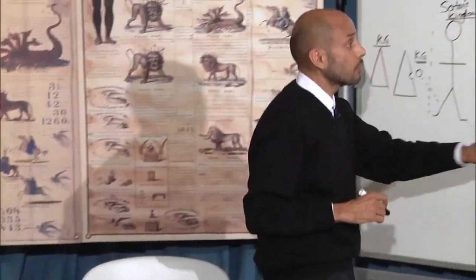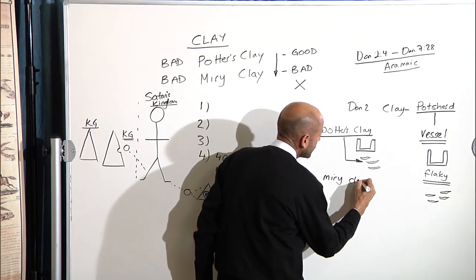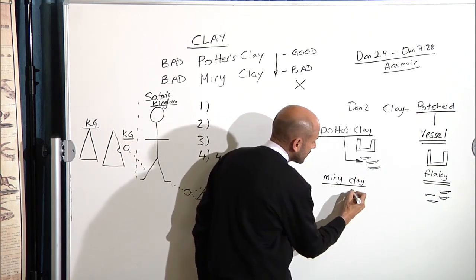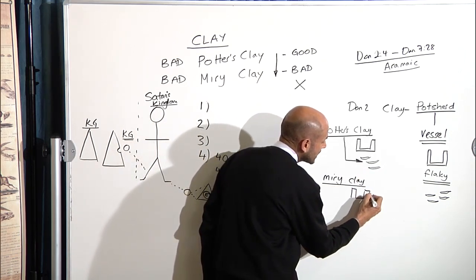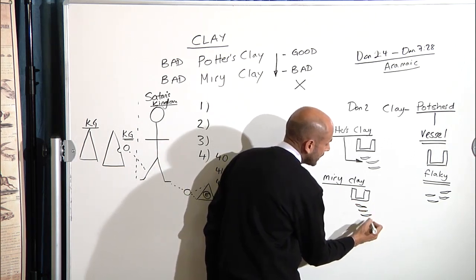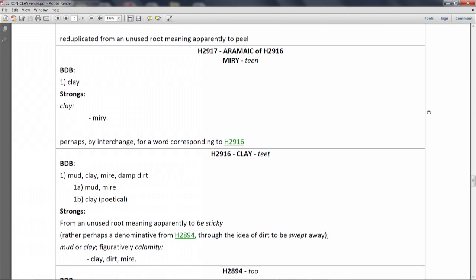So we've quickly looked at the word potter's clay, and we're going to look at the word miry clay now. Again, the word clay is the same, gives us the same description. At its most basic level, it would be this kind of vessel, but it's actually just talking about flaky clay. So this is where people begin to get problems, because if you look at the definition for miry on the previous page, it's H2917, and its basic definition is clay. In fact, that's all it says in Brown Driver Briggs and Strong. It says clay or clay.